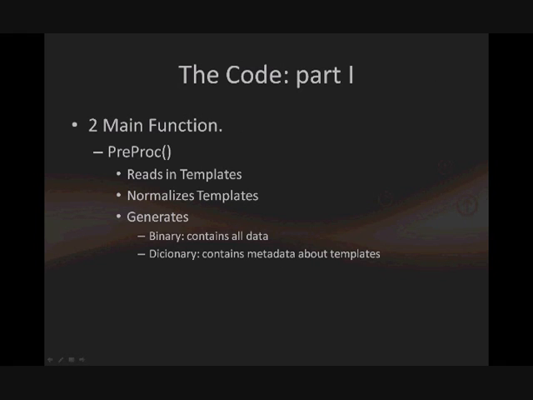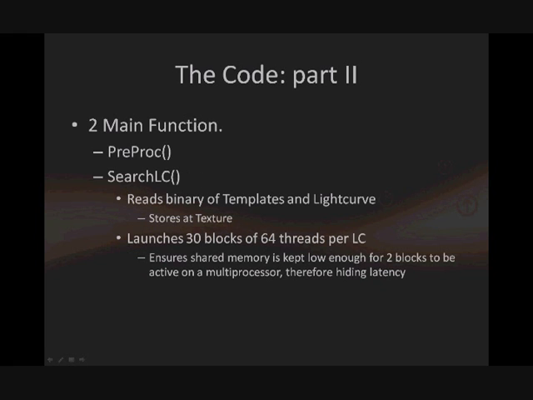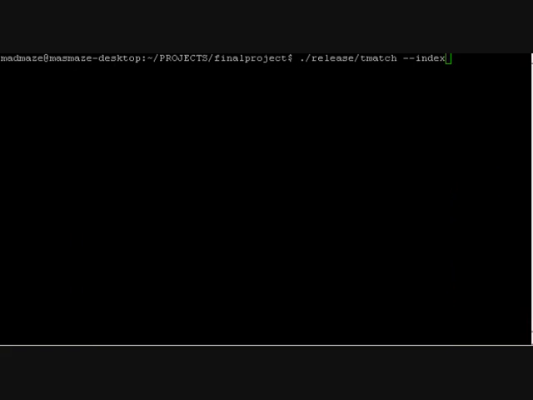There's two different functions. There's pre-processing, which reads in and normalizes all the templates, then saves a binary of all the data in the dictionary containing all the metadata about the templates. Then we have the search, which reads in both of the templates and the light curve, stores it in texture memory, then launches 30 blocks of 64 threads each per light curve, which will ensure that there is enough shared memory so we can keep swapping out active blocks in the multiprocessor for hiding latency. Now let's go to the actual program.